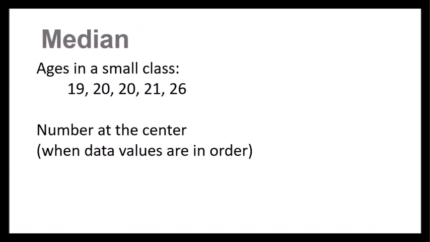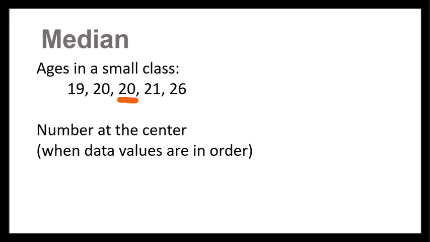Another common measure of center is the median. So the median is the number at the center of the list when the data values are in order. So in this case, this is easy to determine visually. If I have 5 numbers, in the middle we would have the number 20. 20 is the median of this data set. If you do have an even number of values, you want to take halfway in between the two middle numbers.